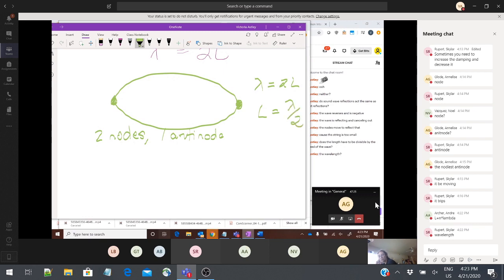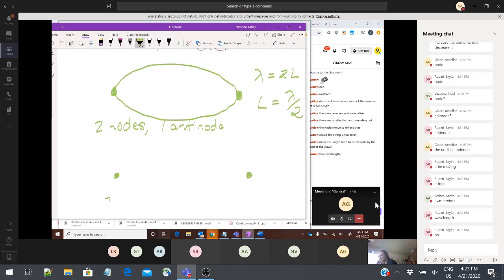Is this the only pattern that'll work? The only way to get a node at each end? Andre, I think, has a suggestion with an equation, but no, okay. I can also make a pattern that has 3 nodes and 2 antinodes. So it has a node at each end and a node in the middle. Right. In this case, L equals, is it still lambda over 2?